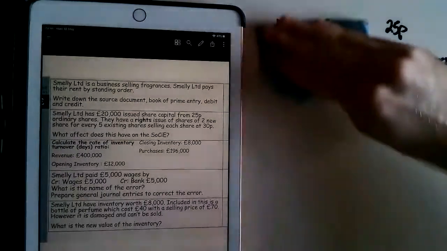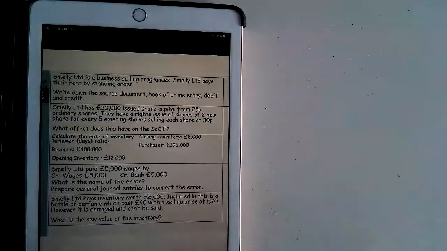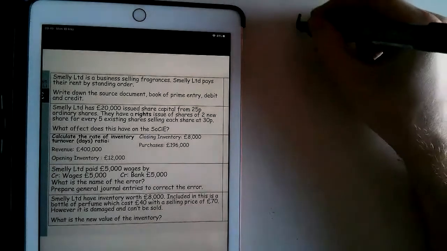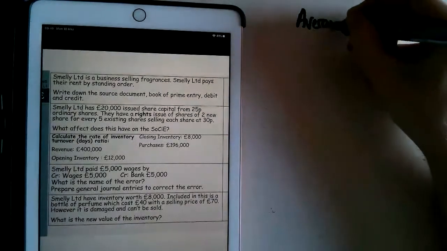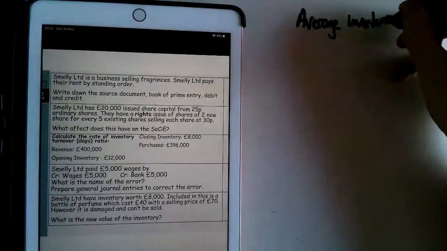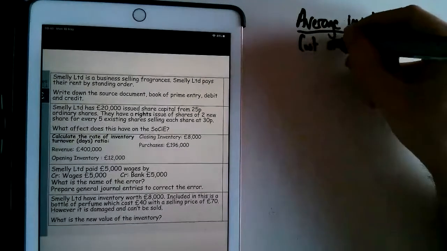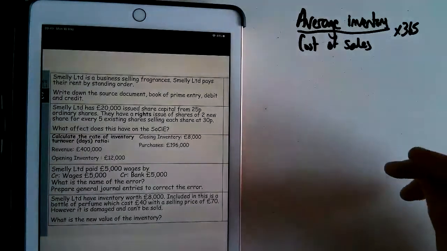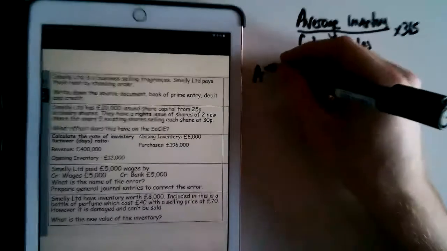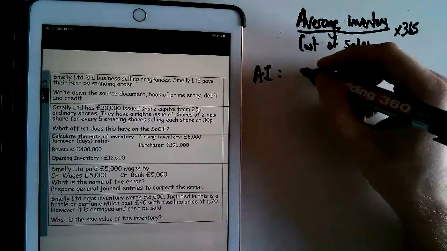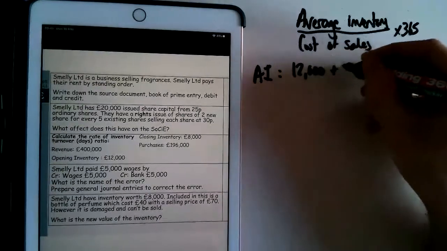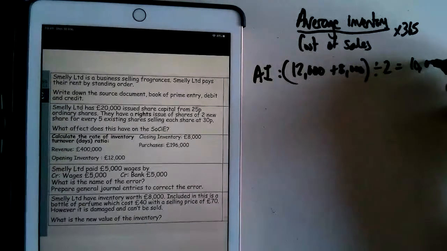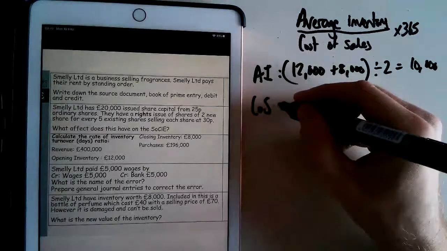Okay, the next one. So we have to calculate the rate of inventory turnover in days. So the one for days, well, we have the average inventory divided by the cost of sales times 365. So the first thing we need to work out is average inventory. So we add them together and divide by 2. So 12,000 add 8,000, and divide that by 2. It's not hard to do in your head. That's just 10,000.